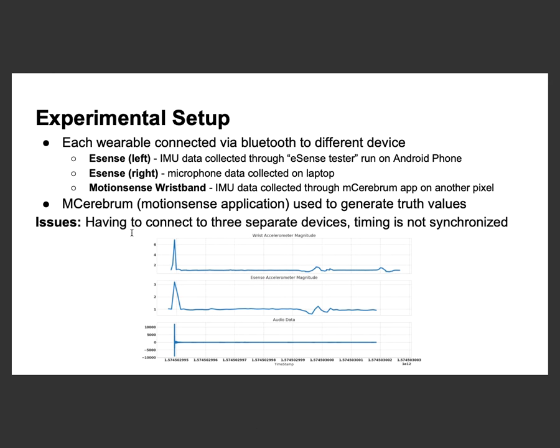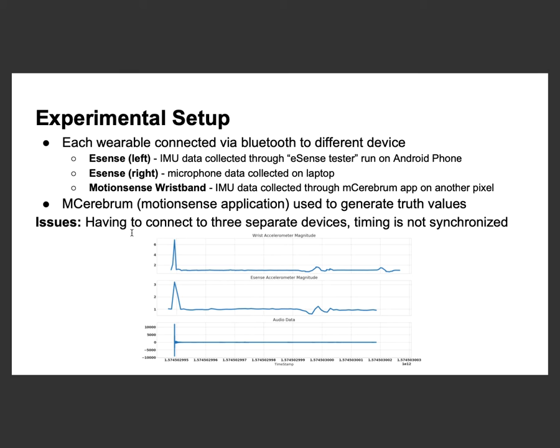For our experimental setup, we had to connect every device, even the left and right earables, to a different device. The left earable collected IMU data through an eSense tester app run on an Android phone. The right one was connected to a computer, which collected the microphone data. And the wristband was collected on another Pixel through an M-Cerebrum app, which is from the company that developed the wristband we were using.